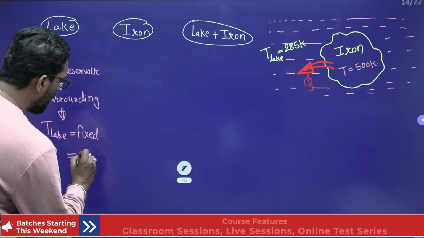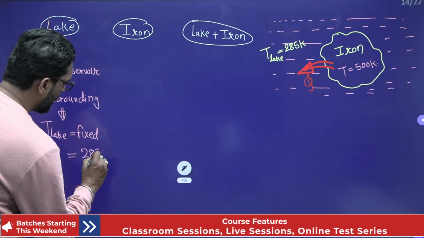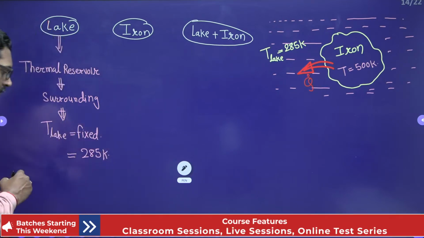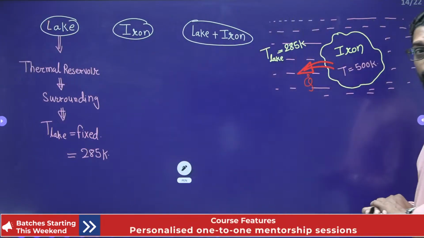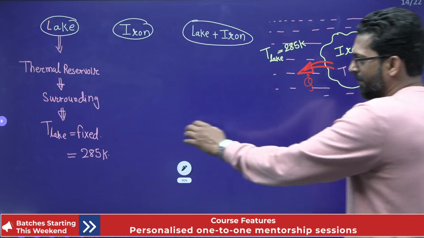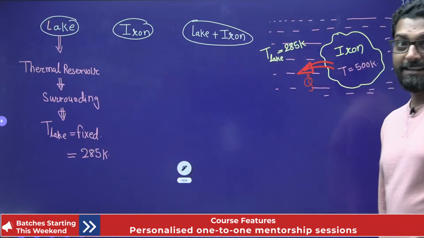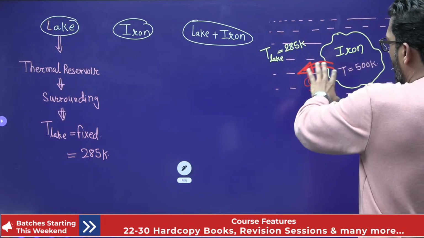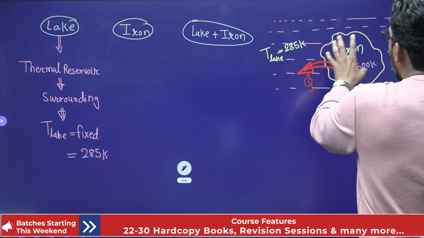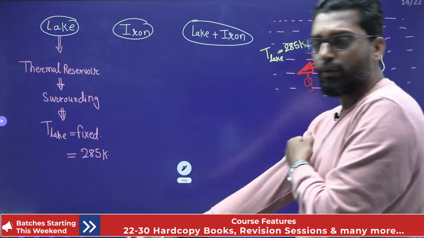How much? 285 Kelvin. Now, what is the final temperature of the iron block? If this temperature doesn't change, what is the temperature of the iron block? Obviously, it is when it is in equilibrium, when the iron block reaches 285 Kelvin.